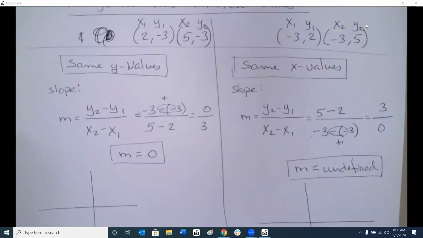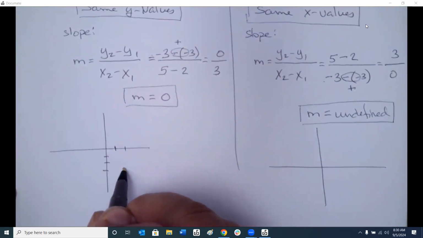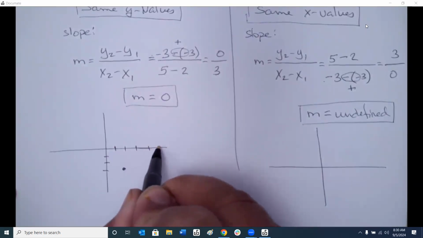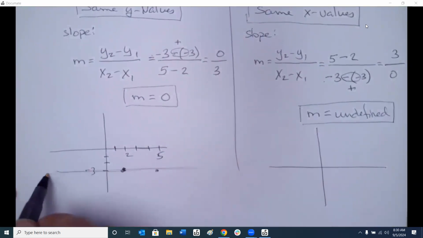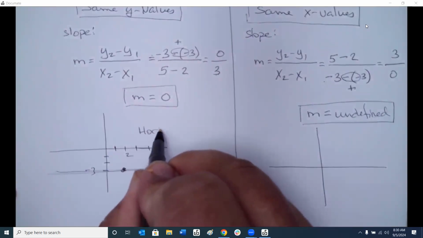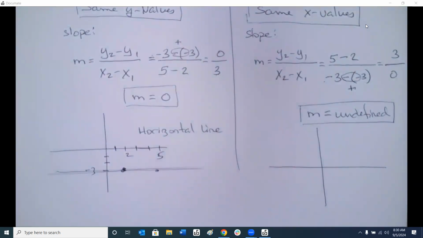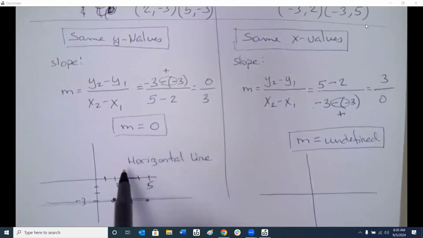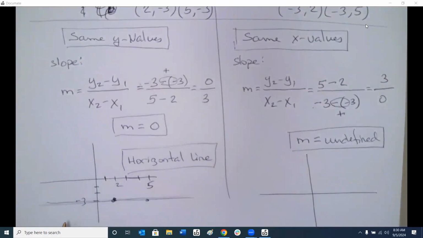So let's see what the graphs look like. So here are the points. We have 2, -3. So we have 2 and 5, -3. So it's a horizontal line. So if you have the same y values in the points, or your slope is 0, it's a horizontal line.